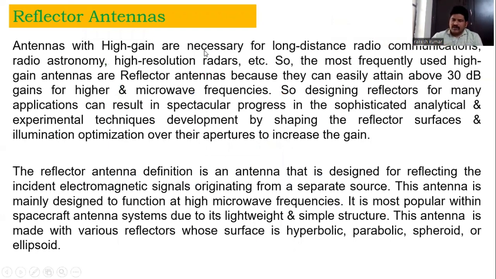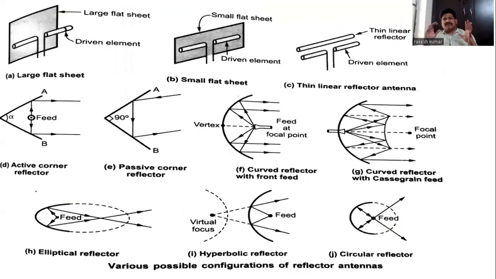Reflector antennas are high gain antennas, which are used for long distance communication. What is the main purpose of a reflector antenna? The reflector antenna is defined as an antenna that is designed for reflecting the incident electromagnetic signal originating from a separate source. These are various examples of reflector antennas.